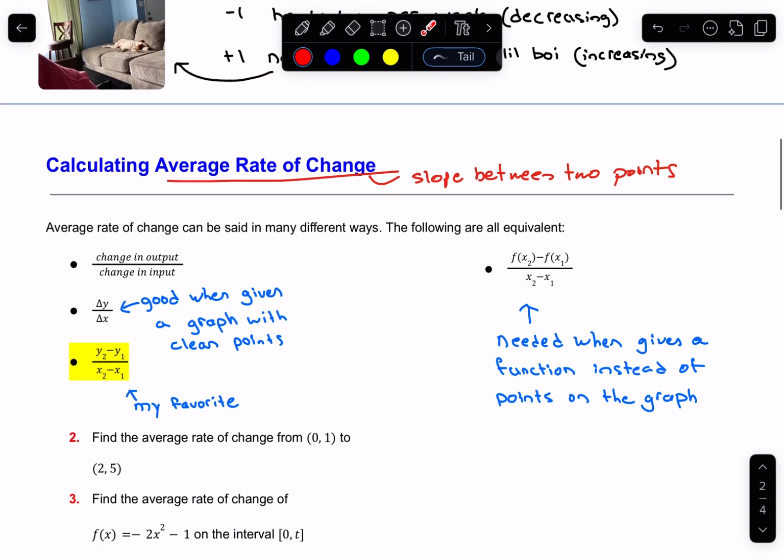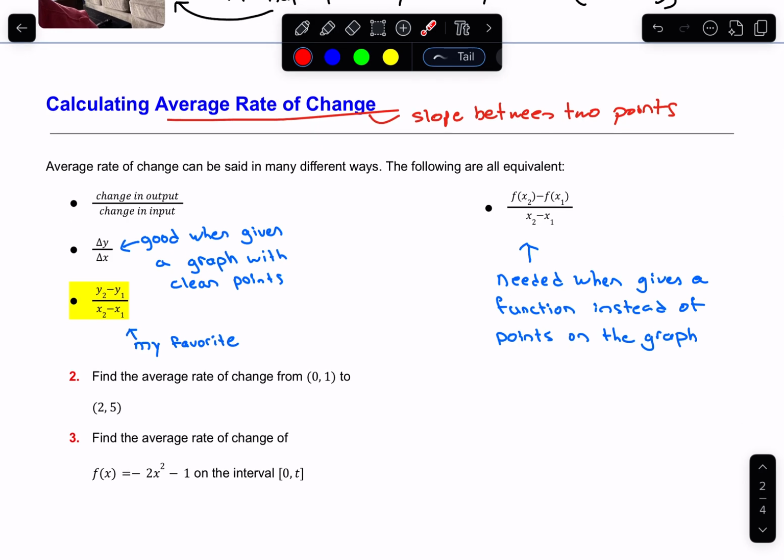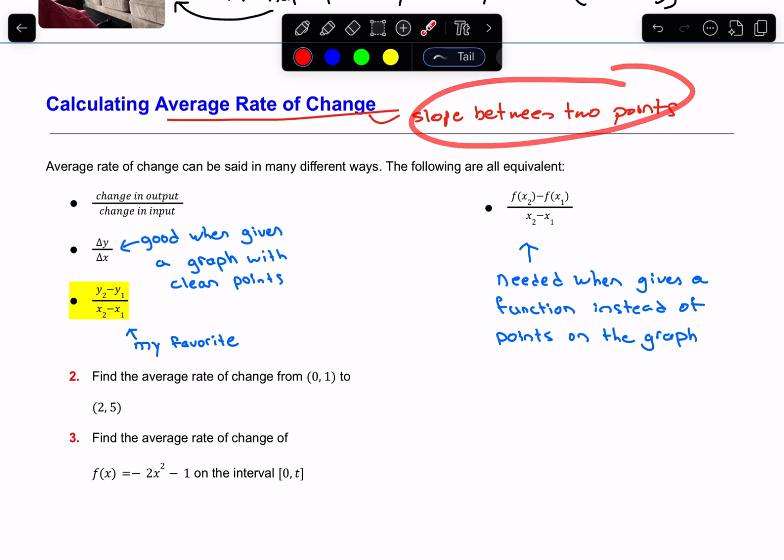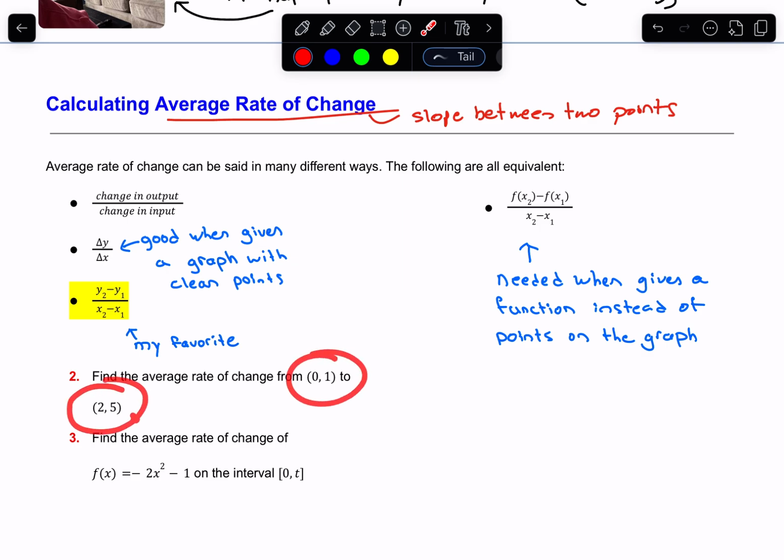All right, moving on. How do we calculate average rate of change? Well, we already know how to calculate slope from when we learned about linear functions or lines. And so average rate of change really just means slope between 2 points. So if we have the 2 points given to us, such as 0, 1, and 2, 5 in number 2 there, then we just use y2 minus y1 over x2 minus x1, our famous slope formula that we've gotten real good at.